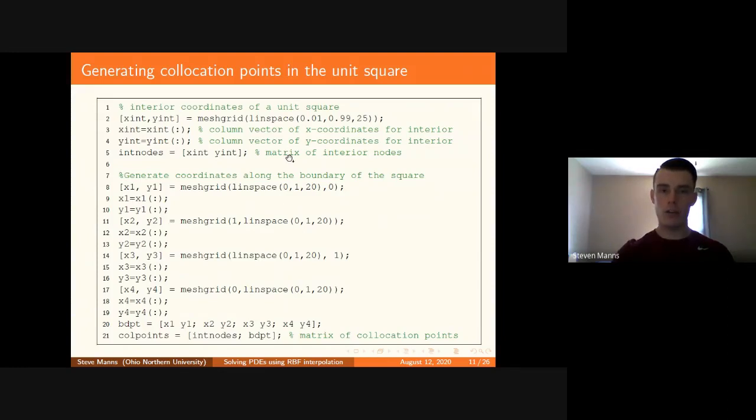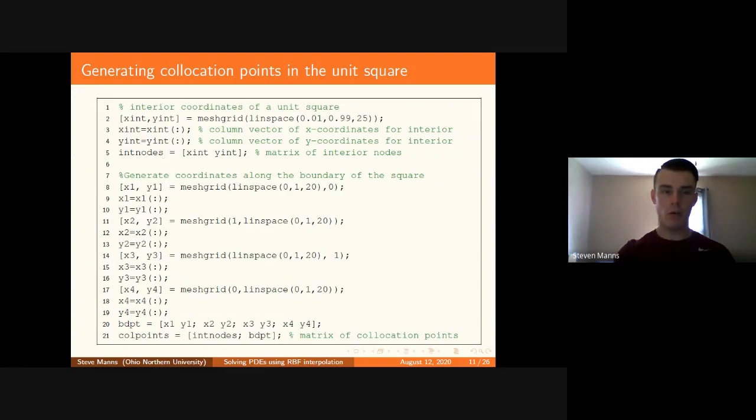For the interior nodes, we use the interval 0 to 1, not inclusive of the endpoints, along with the linspace and meshgrid functions in MATLAB to get our grid points on the interior of the square. We put those into a matrix of interior nodes.